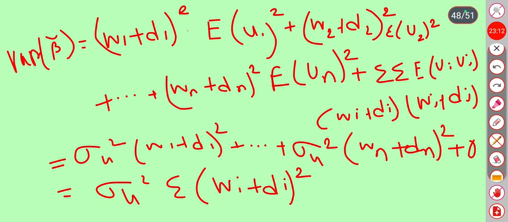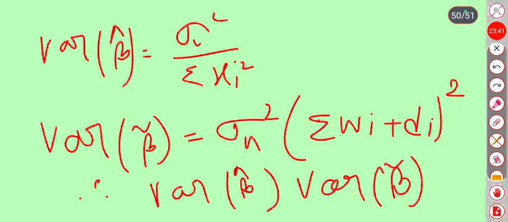Finally, putting the value expected value of ui square equal to sigma u square, summation w1 plus d1 and similarly up to the nth term, and the last cross-product term is equal to 0, we finally get the variance of beta tilde equal to sigma u square summation wi plus di, whole square. So we can conclude that the variance of beta hat is minimum compared to beta tilde. So beta hat has a minimum variance.